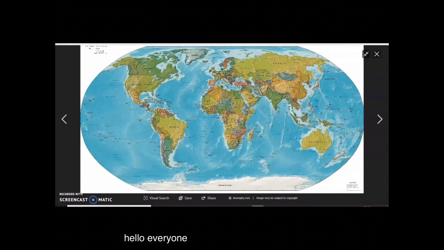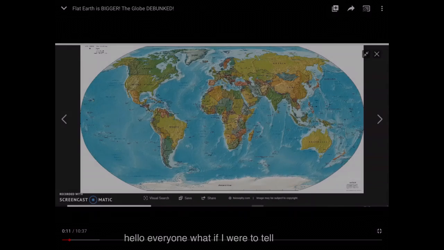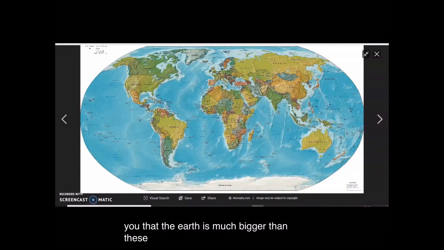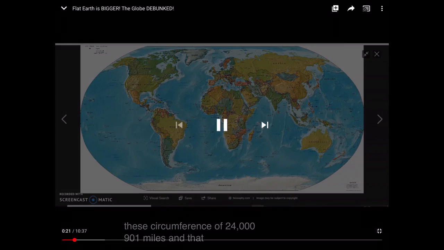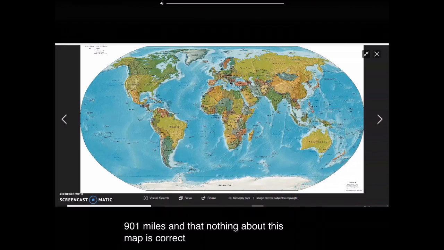Okay. Hello, everyone. Hello, Tom Tom. If I were to tell you that the Earth is much bigger than the circumference of 24,901 miles? But it isn't. And that nothing about this map is correct.